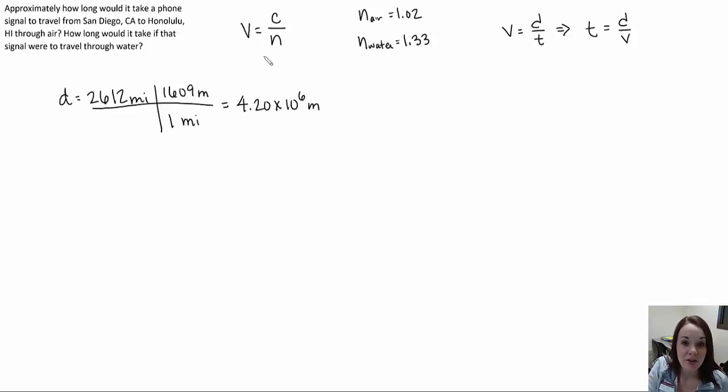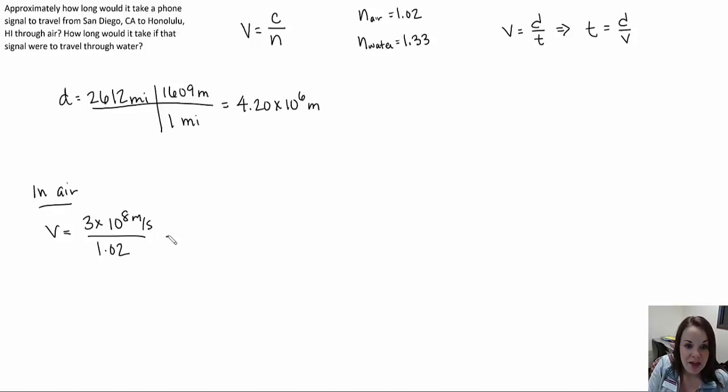Now I need to figure out the velocity. So let's first do it in air. So in air, we use the speed of light, which c is always represented by 3 times 10 to the 8th meters per second. That's what c is equal to. And then the n, we need to do this for air. So we're going to use 1.02. And when I divide those two, I end up getting 2.94 times 10 to the 8th meters per second.